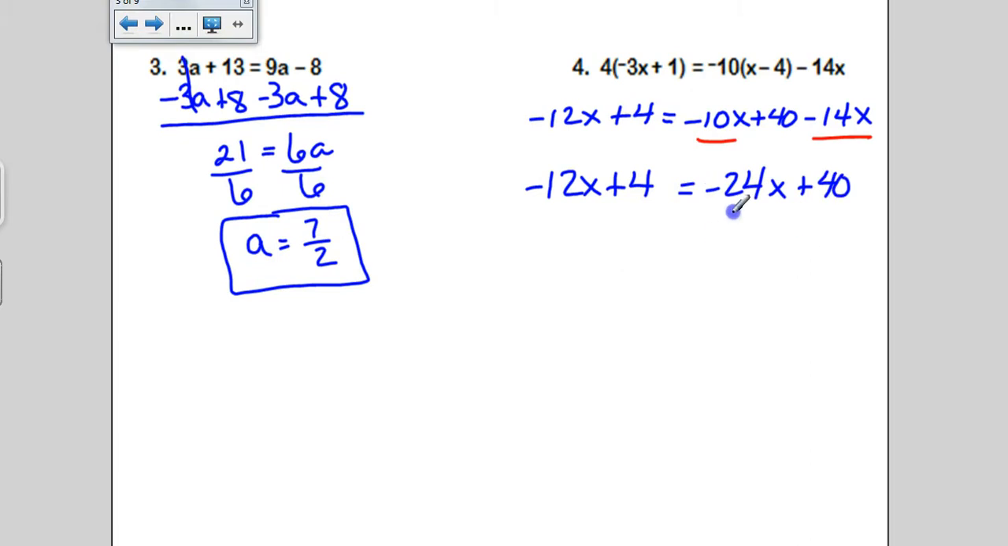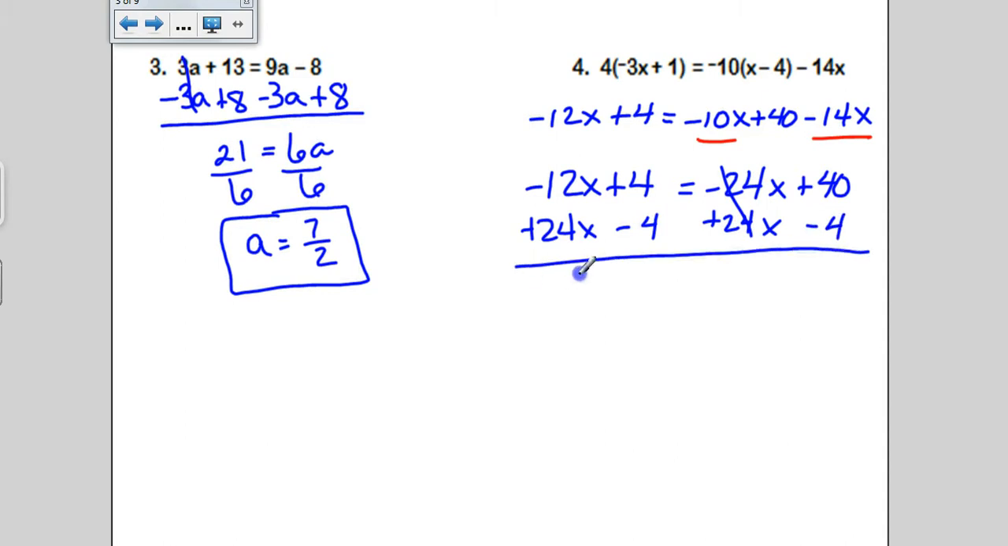This time I'm going to bring the x's to the left hand side, so I'm going to go ahead and add the 24x to both sides of the equation. And just to save me some time, I'm going to go ahead and subtract the 4 to move it to the right side of the equation. So we end up with 12x equals 36, and then when you divide by 12 on both sides, you end up with x equals 3.